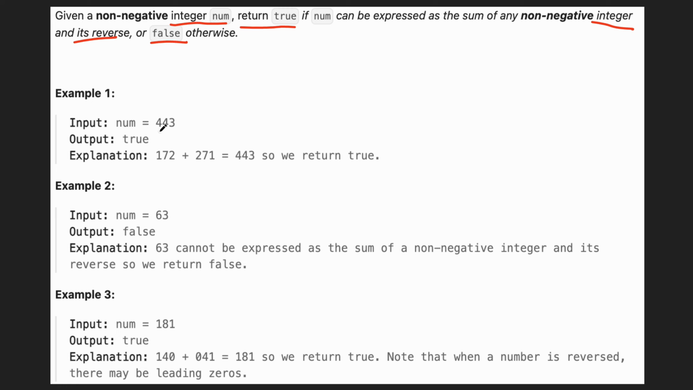So let's say that we have 443. It can be expressed as 172 plus 271, and in this case, 271 is the reverse of 172. 61 cannot be, so we are returning false. And in this case, we have 181. It is the sum of 140 plus 041, and we can have a leading 0 as we have here, so we are returning true in this case.